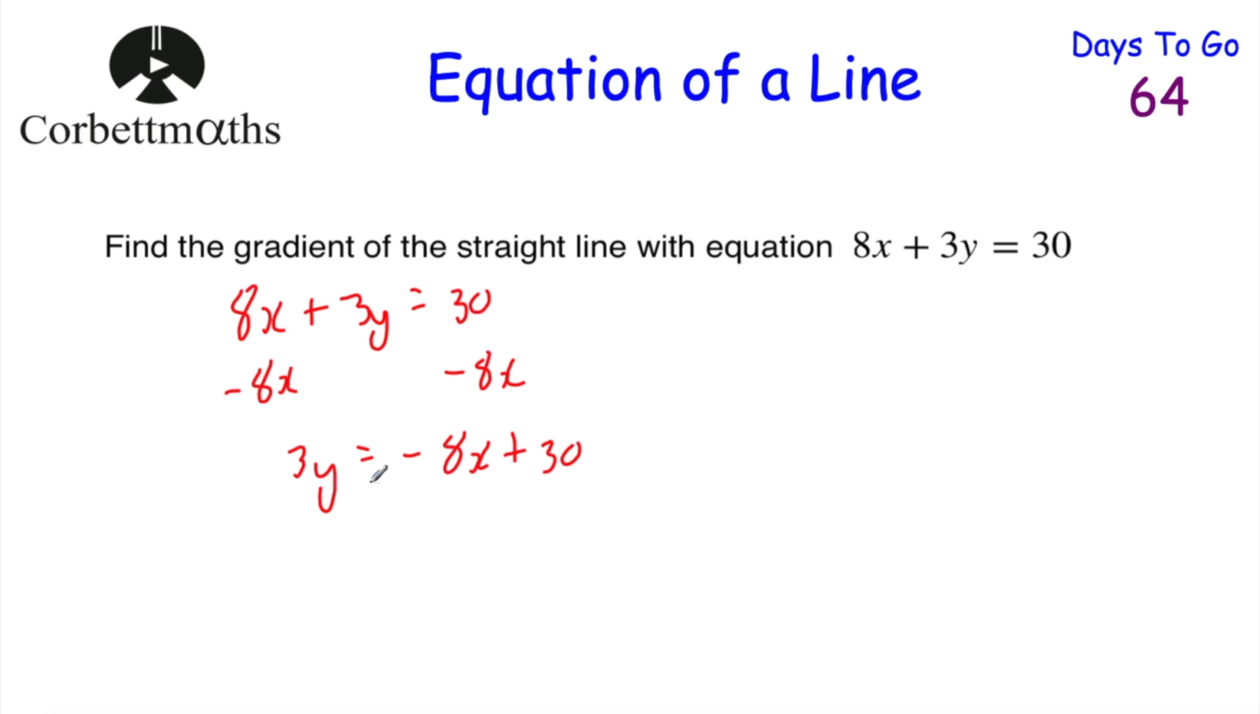So I've got 3y equals minus 8x plus 30. I want to make y the subject, so I want to get rid of this 3. So I'm going to divide both sides of the equation by 3, so I'm going to divide everything by 3. So 3y divided by 3 would be equal to y. And on the other side, we're dividing all of these by 3.